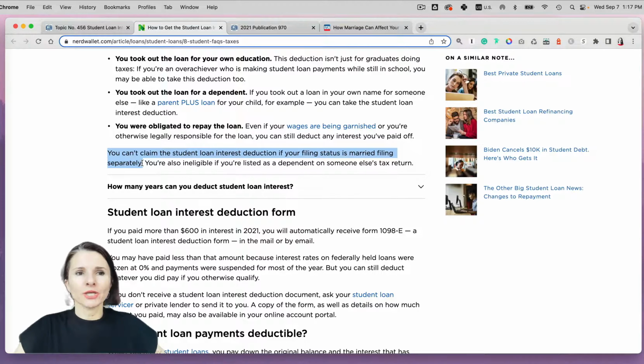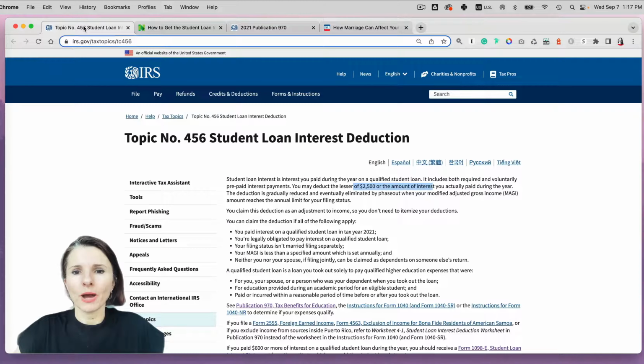So these are the limitations, but it's one of those deductions that it's important to know about. And I'll put the links in the YouTube video so you can read more about it if you want to find out more.